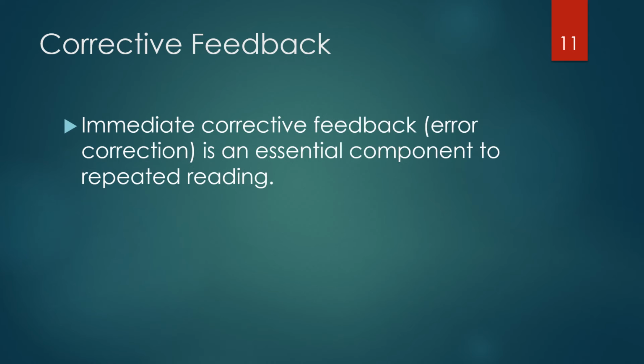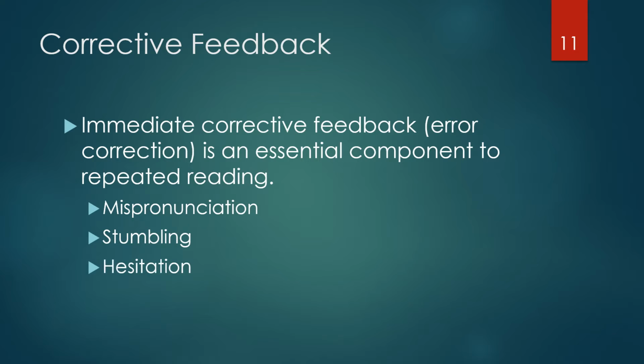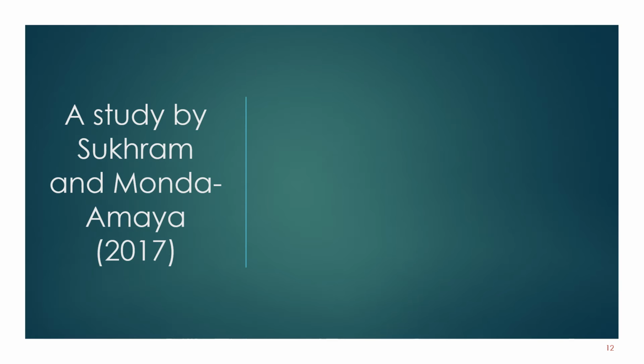A critical component of repeated reading is immediate corrective feedback, or error correction. Error correction is made if a student mispronounces or stumbles on a word or hesitates for a given amount of time. The student repeats the word correctly and continues to read.